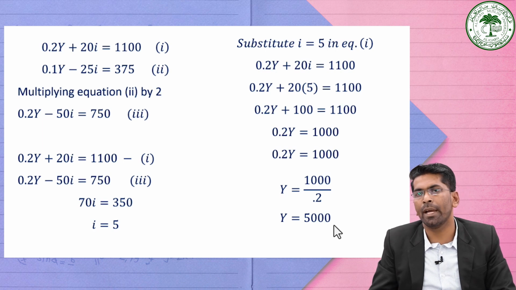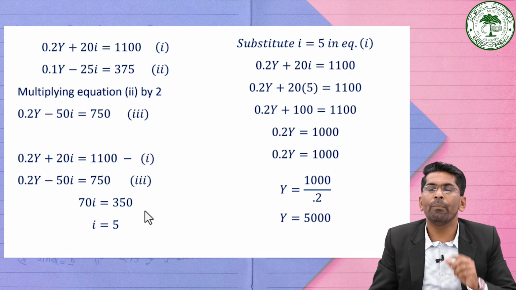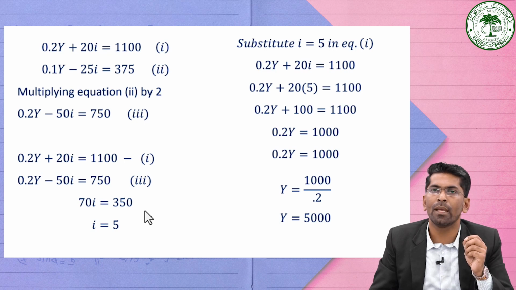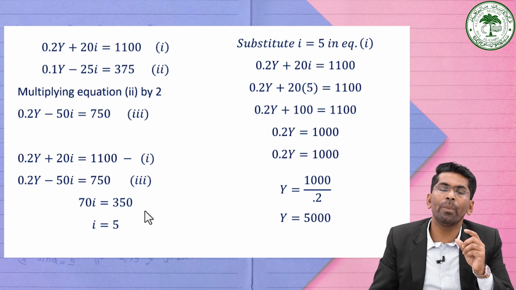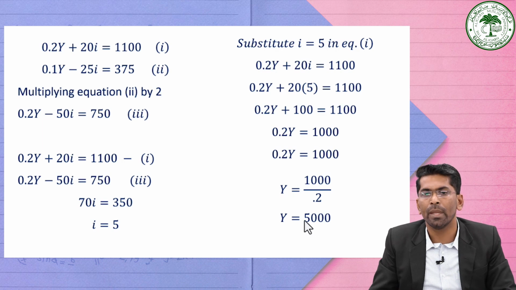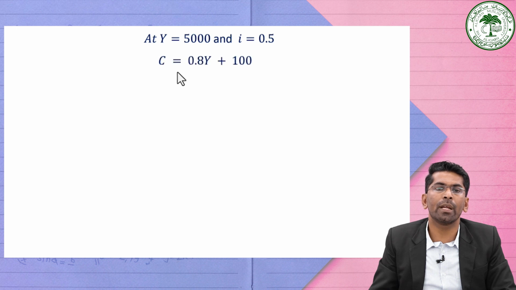So this is showing the equilibrium level of income, and I is equal to 5, which is the equilibrium level of the rate of interest. So by combining both the IS curve and LM curve, or IS equation and LM equation, we are in a position to get the equilibrium level of income and the rate of interest. So the rate of interest is equal to 5 and the equilibrium level of income is equal to 5000. Now by using these two pieces of information, we can derive the remaining functions or remaining values.